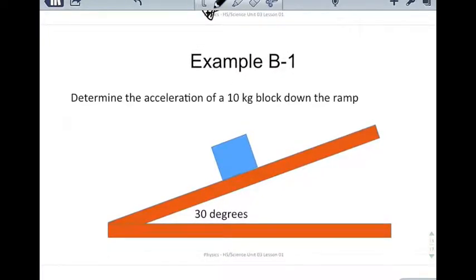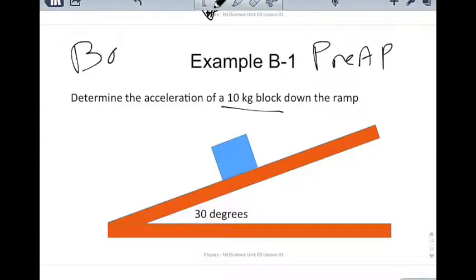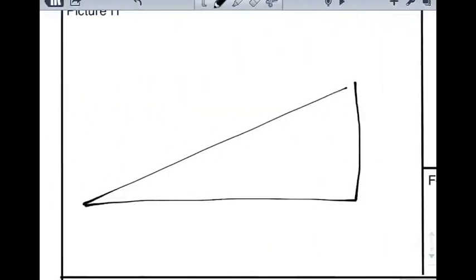This one asks us to determine the acceleration of a 10 kilogram block down the ramp. Now, this is actually beyond the scope of the regular class. This is kind of a pre-AP extension or a bonus. So if you want to go ahead and follow this example, we have a box that is on a ramp, and it says that we have a 30-degree incline right here, and we know it's a frictionless incline. So we want to know what the acceleration of this box is down the ramp.